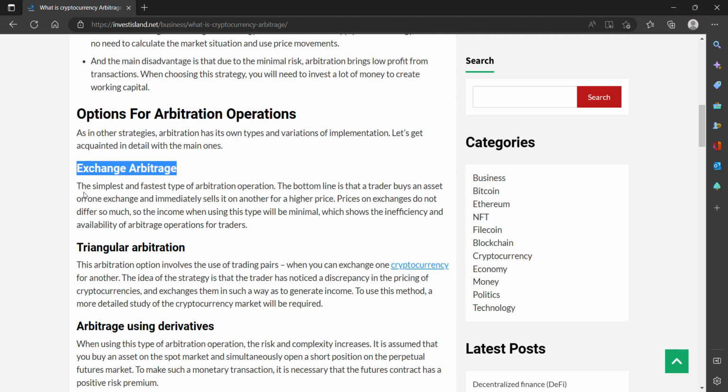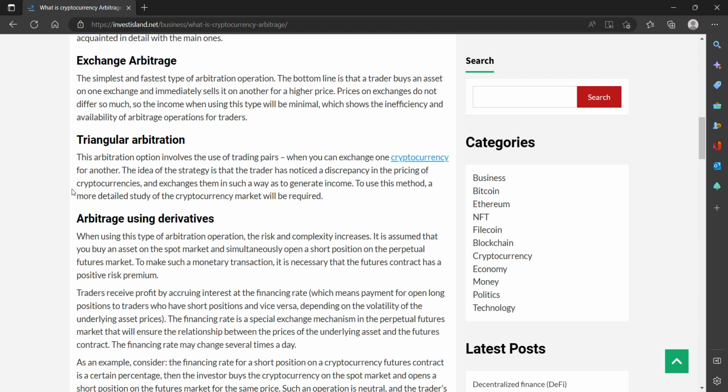Exchange arbitrage: the simplest and fastest type of arbitrage operation. The bottom line is that a trader buys an asset on one exchange and immediately sells it on another for a higher price. Prices on exchanges do not differ so much, so the income when using this type will be minimal, which shows the inefficiency and availability of arbitrage operations for traders.